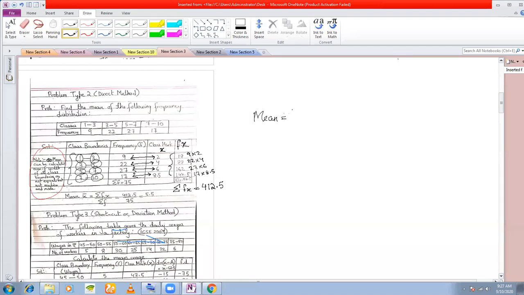Again, we will use our formula for the direct method here. Mean is equal to summation Fx divided by summation F. The total of this column will give you summation Fx, and the total of this column will give you your summation F, which here we are getting as 75. So now you simply divide 412.5 by 75, and you get 5.5, whatever. Any question?